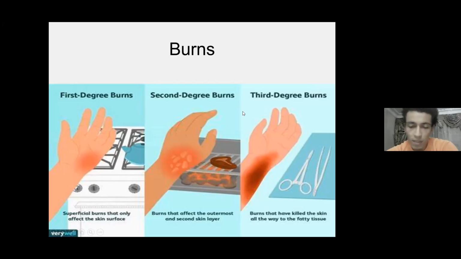The third degree is the most dangerous one. It reaches the fat and the muscle or the bone of your body. Actually, as you see, it's the most serious but the least painful because all your nerve sensation was burnt already, so you won't feel anything in that place.